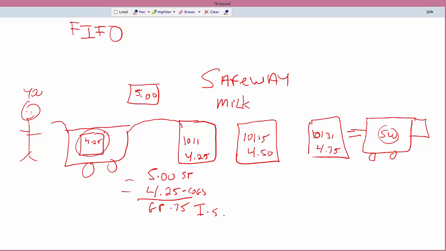Now, they sell you those. What items are going to be sitting in ending inventory? The $4.75 ones, aren't they? Sitting in their ending inventory, because they haven't sold those yet, or at least they're assuming they haven't sold those yet. Even if you reached in the back and grabbed the $4.75 ones, we still assume that those are sitting in ending inventory. That's the FIFO inventory method. Question?